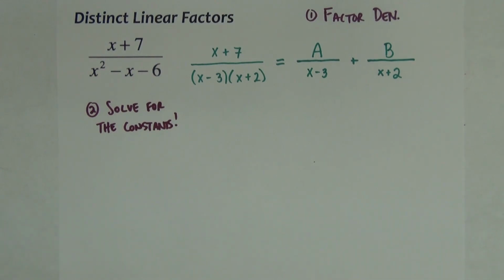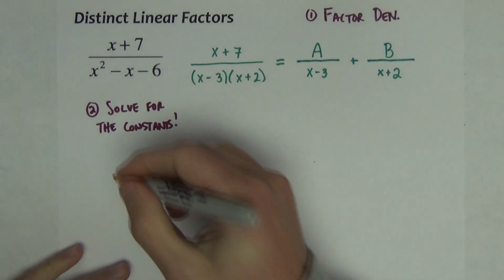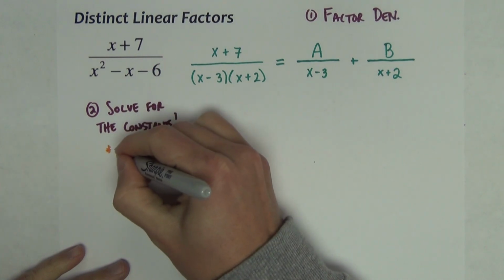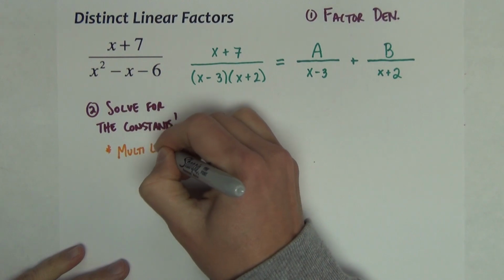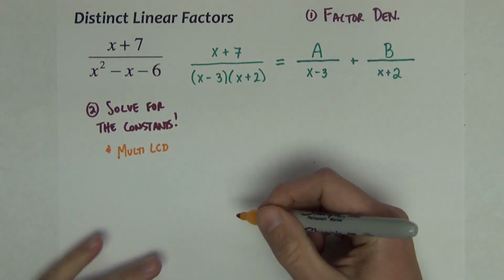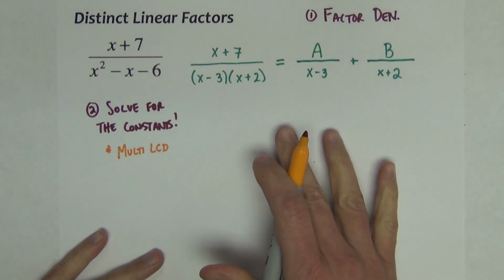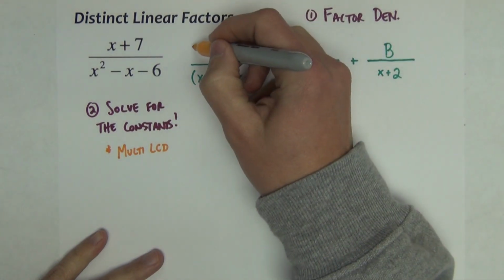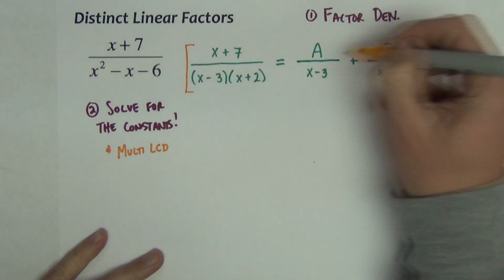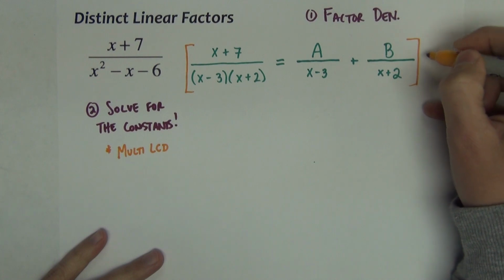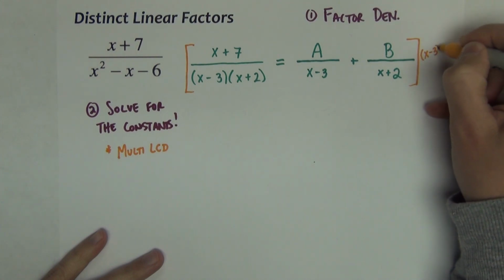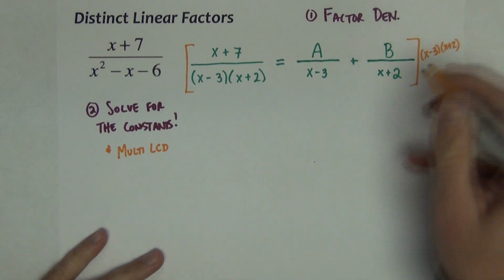So how do we go about solving for the constants? What I'm going to do is rewrite this rational equation so that it has no fractions. I'm going to begin by multiplying the entire problem by the least common denominator, and the least common denominator is x minus 3 times x plus 2.